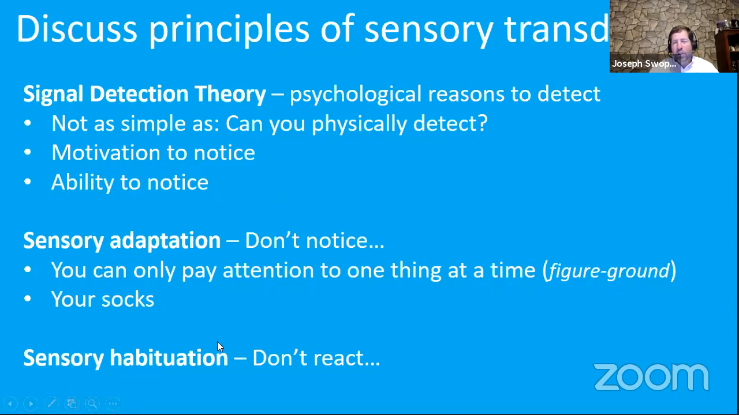Sensory habituation is confusing. Sometimes people get these ideas confused. Sensory habituation is you don't react. Okay, you hear it, but you don't have a reflex. So I would use the example of little children getting startled by a loud noise. But if an adult works in an industry or is used to a loud noise, they get used to it. They hear it. They just aren't afraid of it. They don't have that reflex of flinching.